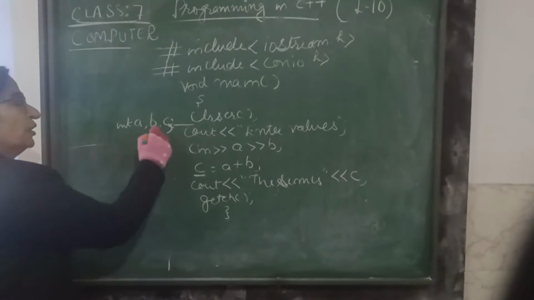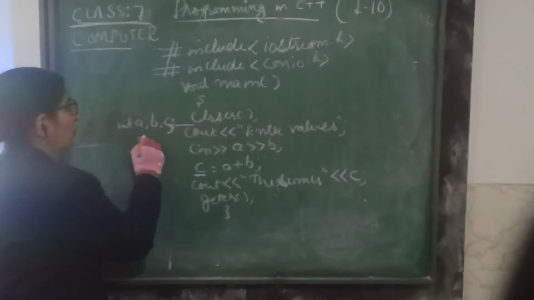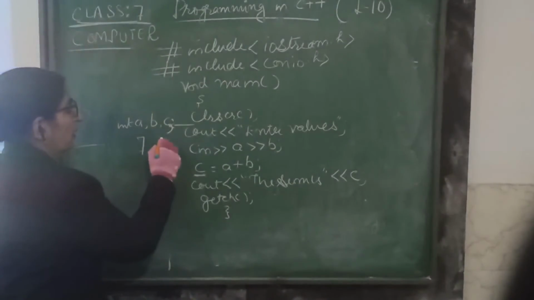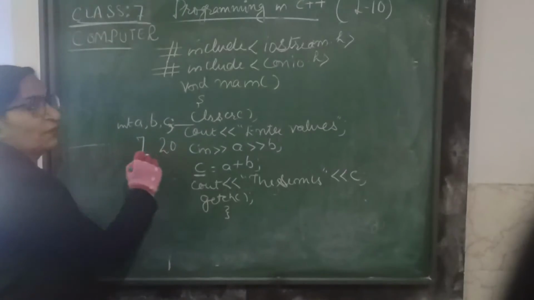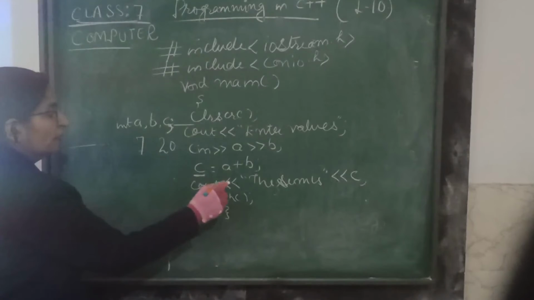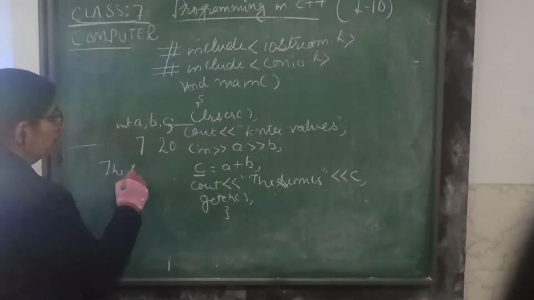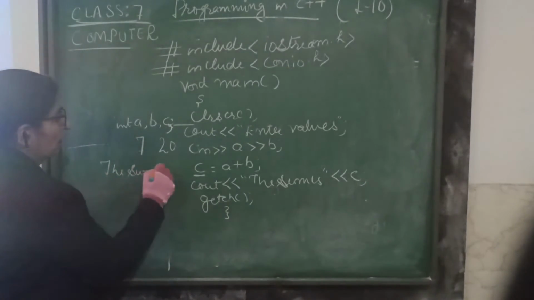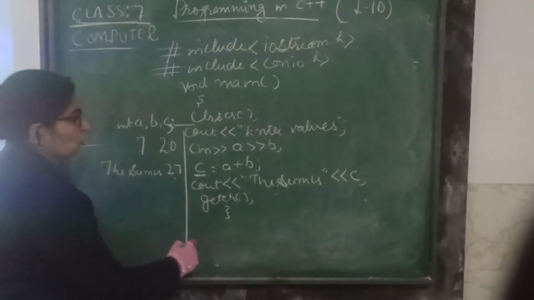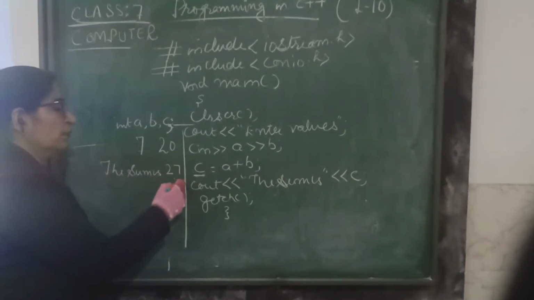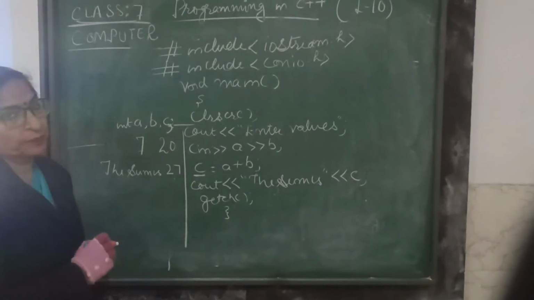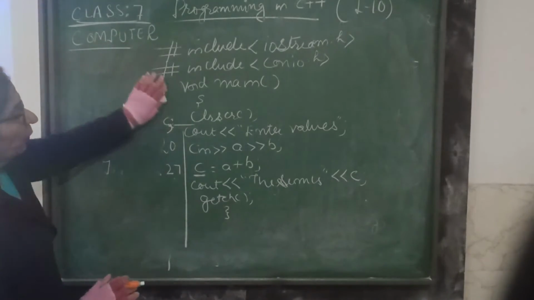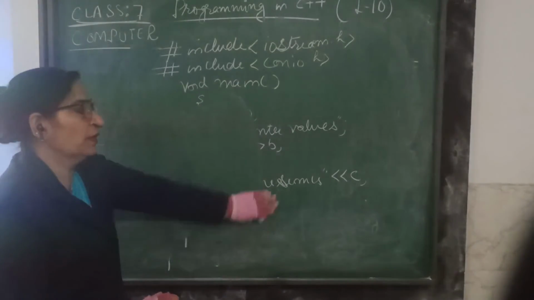Children, when we execute this program, it will ask you to enter the values of A and B. Suppose I enter 7 and here I enter 20. 7 is the value of A and 20 is the value of B. The answer will be "The sum is 27". It shows me 27 on the screen because 7 is the value of A and 20 is the value of B.